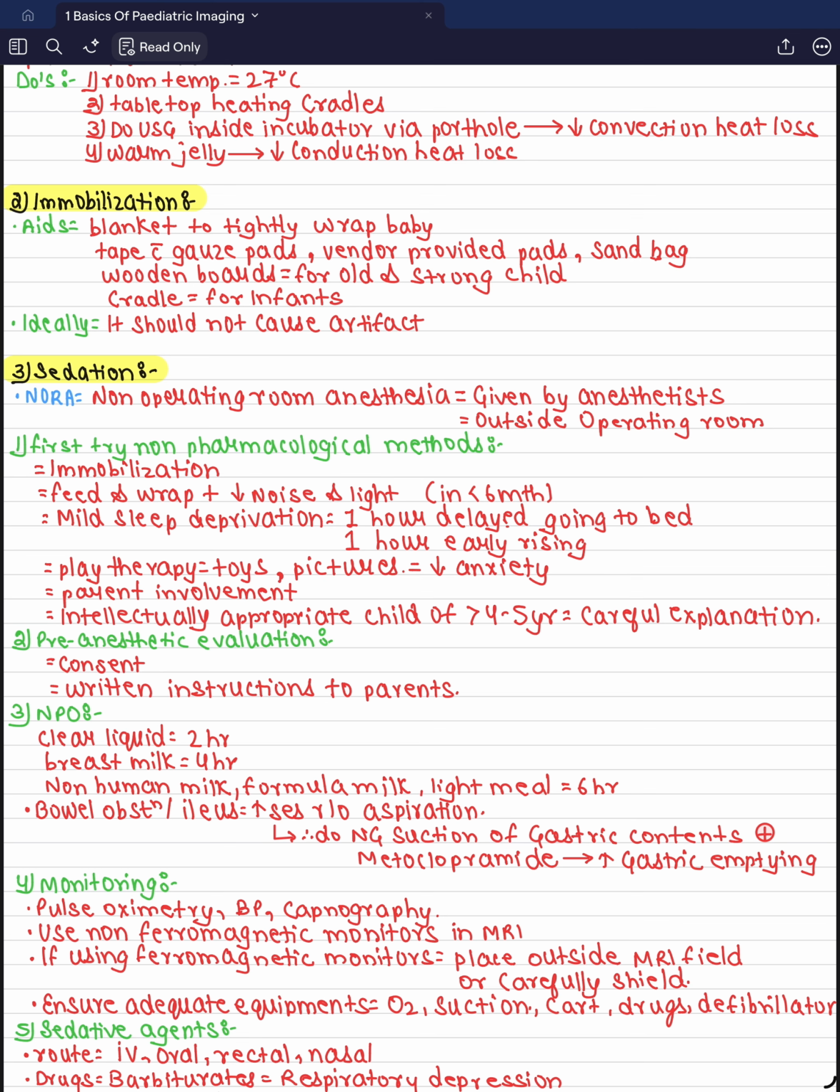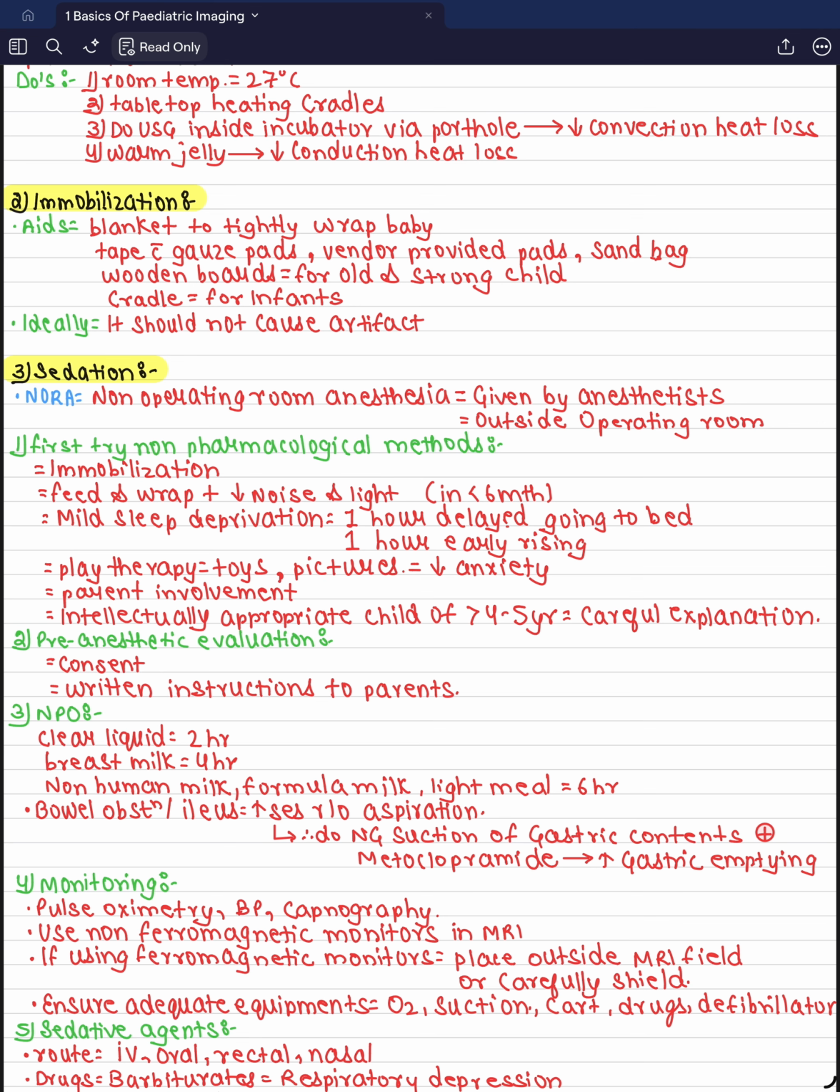Similarly, you can also use one technique of mild sleep deprivation. Now in this, what we do is we ask the parent to delay going to bed by 1 hour. That means you make the baby sleep 1 hour later than the usual time, and you wake up the baby 1 hour early in the morning. So at the time of CT scan, the baby will sleep. Another thing that you can use is play therapy. So in play therapy, you will use some toys, some pictures. They will decrease the anxiety of the baby.